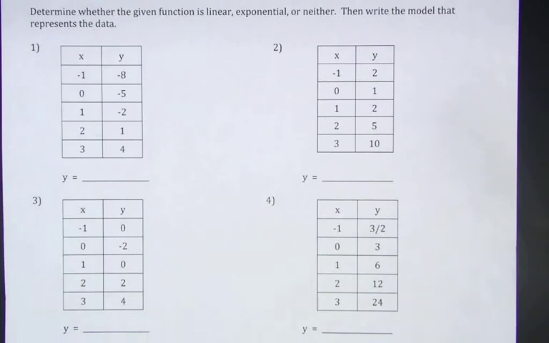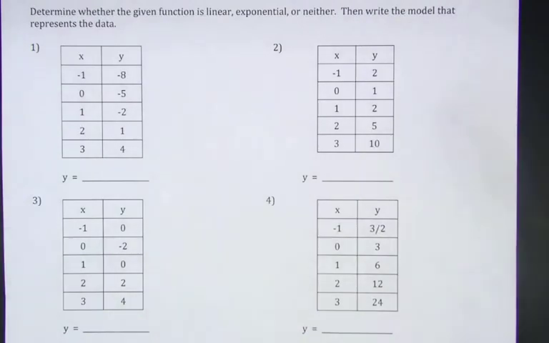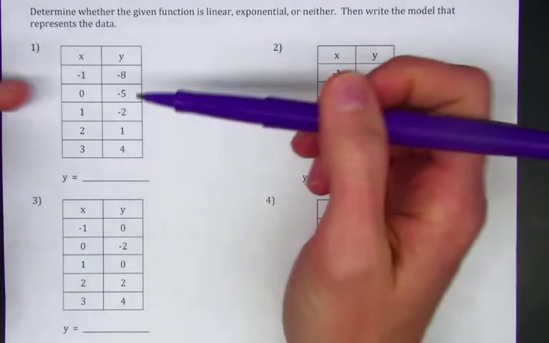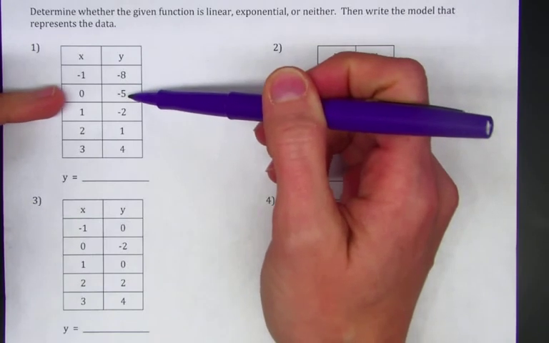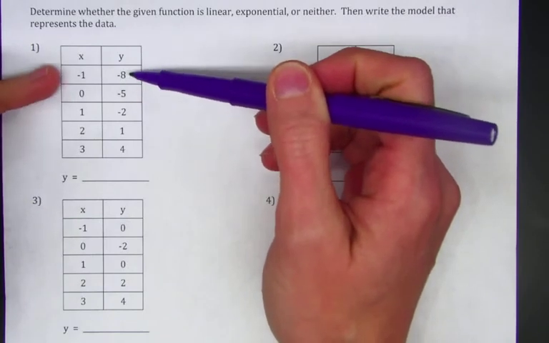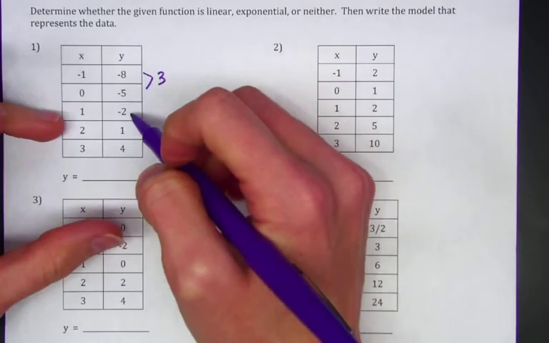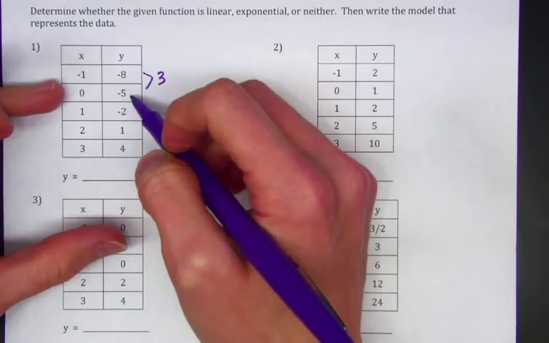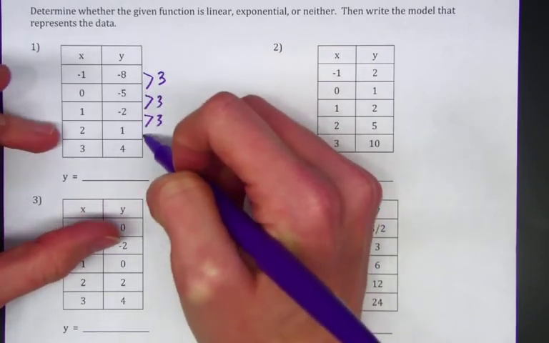For the first four problems here, we're going to be determining whether the function is linear, exponential, or neither. So what we're going to do is perform the two tests. For linear, we take the y term and subtract the term before. So -5 minus -8 is +3. -2 minus -5 is +3. 1 minus -2 is 3, and 4 minus 1 is 3.